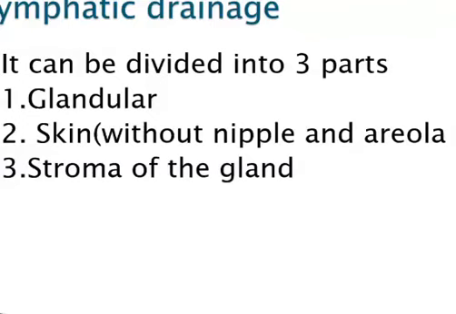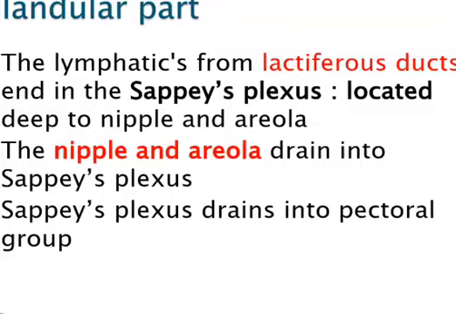Lymphatic drainage. The lymphatic drainage of the breast can be divided into three parts. One is the glandular part, the second is the skin without the nipple and areola, and the third one is the stroma of the gland. So thus there are three parts in lymphatic drainage. First we'll start with the glandular part.